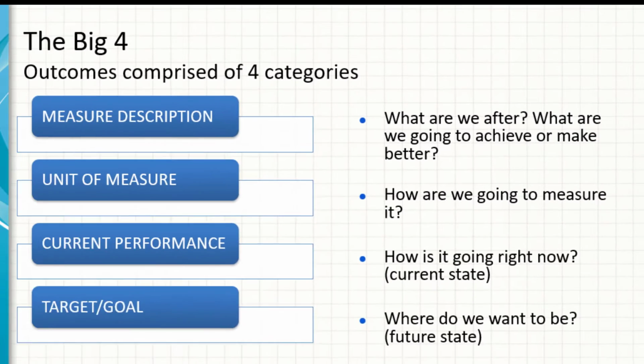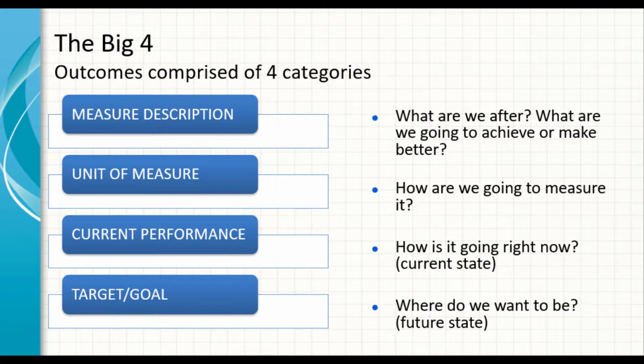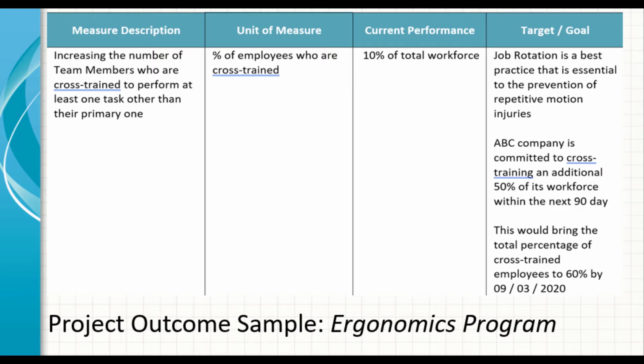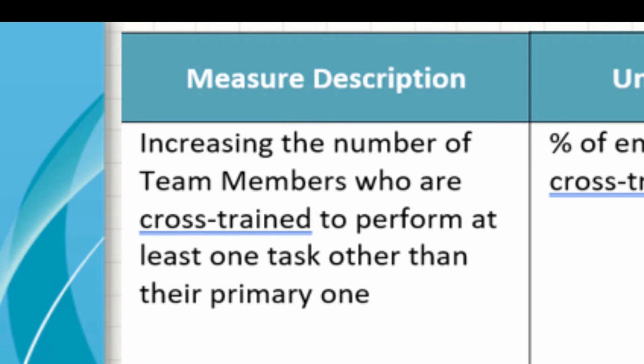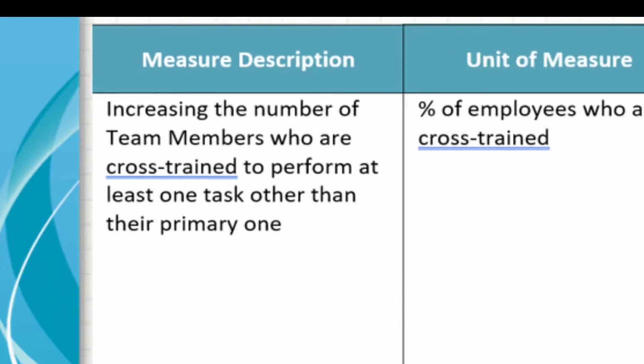So just to give you another sample of what that might mean, we'll go ahead and continue with the ergonomics example from earlier. We'll focus on job rotation and cross-training. Okay, so a good example of that first category would be increasing the number of team members who are cross-trained to perform at least one task other than their primary one. So right there, it's clear, it's concise, it's action-oriented, boom.